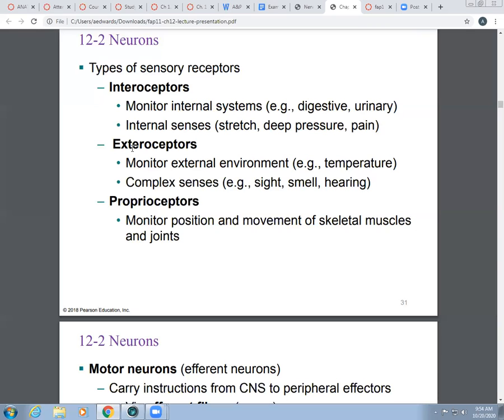Okay. Whereas the exteroreceptors monitor things going on outside your body, like how hot or how cold it is, the temperature. Also things that you see, smell, and hear. Okay. So you use exteroreceptors for that. Now the proprioreceptors have to do with your skeletal muscles and monitoring in your joints and monitoring the movement of those muscles and joints as well as their overall position in the body. Okay. So the enteroreceptors, exteroreceptors, proprioreceptors.